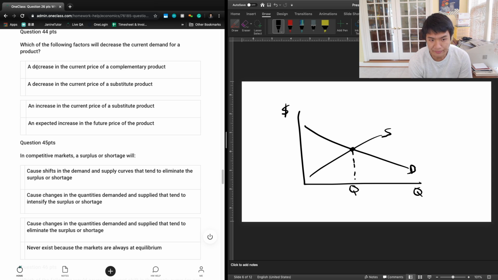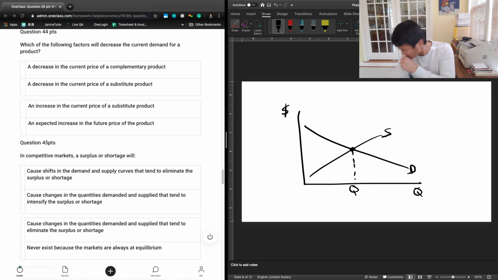So again, we're talking about which one of these is going to be a demand determinant that decreases the demand today. And so we can go down the answer choices to break this down.